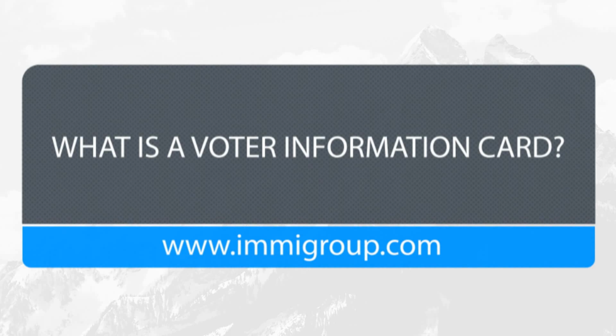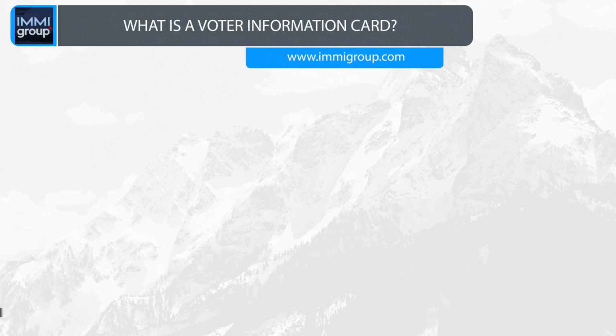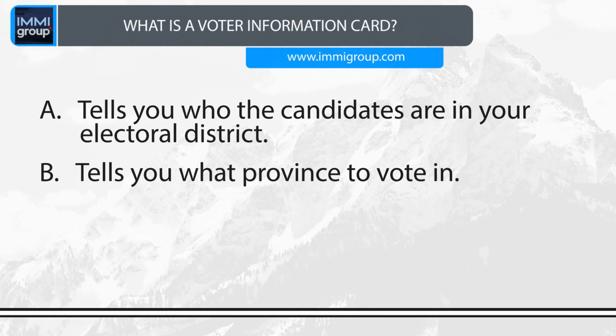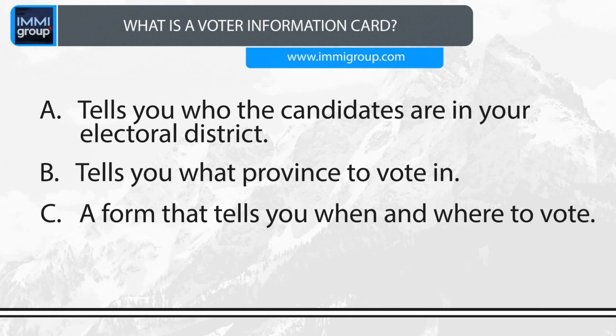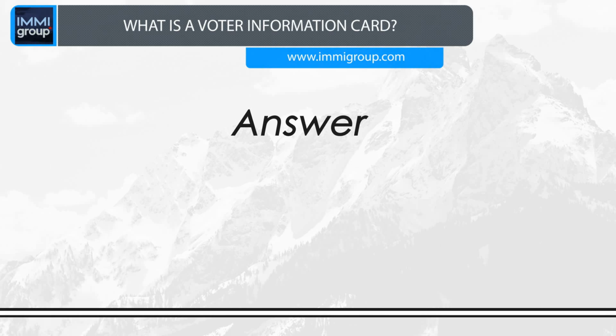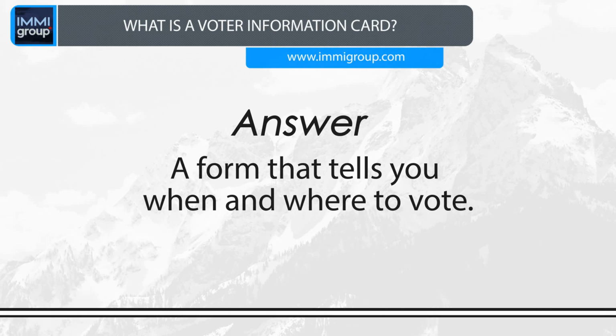What is a voter information card? A. Tells you who the candidates are in your electoral district. B. Tells you what province to vote in. C. A form that tells you when and where to vote. D. A form that lets you know your voting time. Answer: A form that tells you when and where to vote.